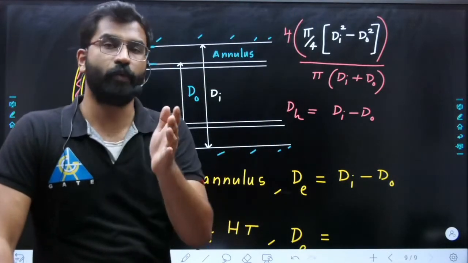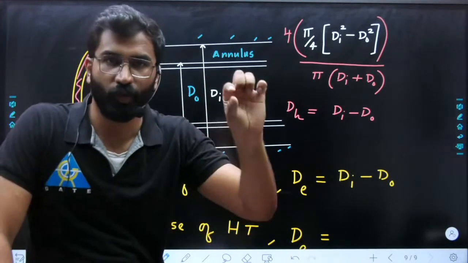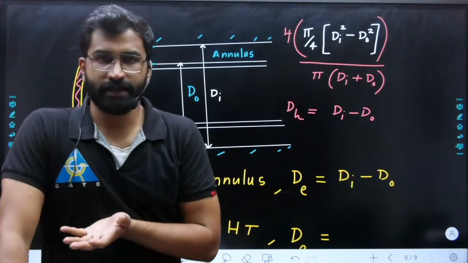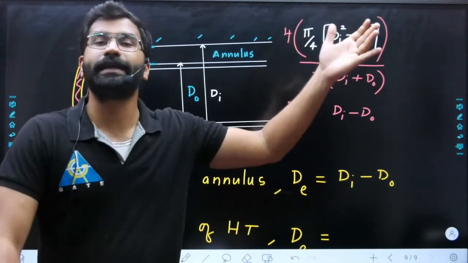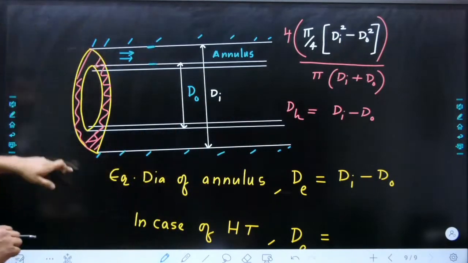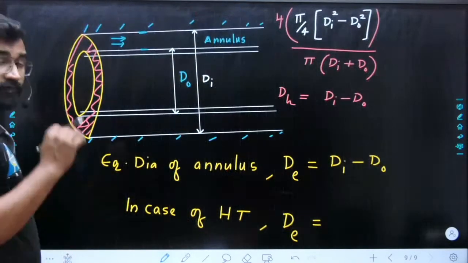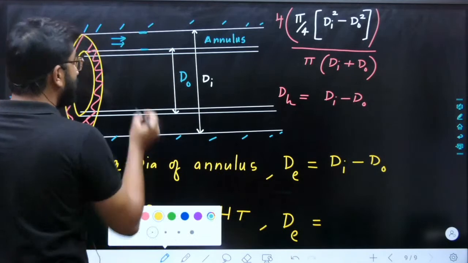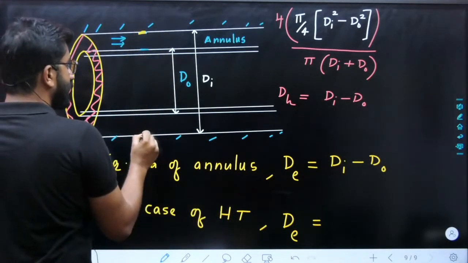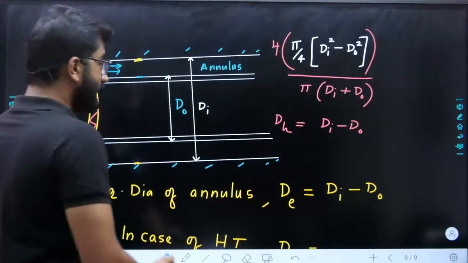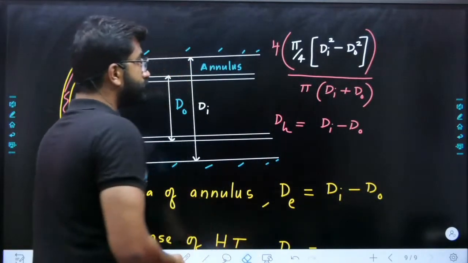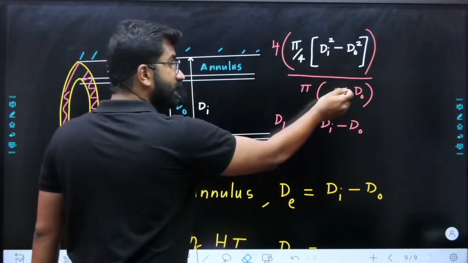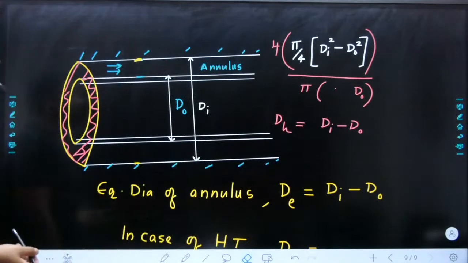In a heat exchanger, we want the heat transfer only between the fluids. We don't want the heat to go outside, right? Otherwise, what is the meaning of a heat exchanger? So simple. So in case of heat transfer, in a heat exchanger, this outer surface is not taking part in heat transfer. So here, the term DI will not be there in the second case.